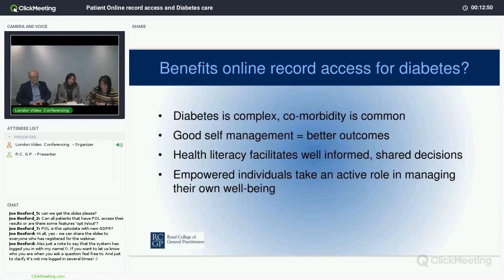If they're more well-informed, they're more likely to be able to take part in the discussions with their healthcare professional. And actually, the decisions made moving forward will be shared decisions. It really just empowers the individual to take a more active role in their health condition. And this can be related to all long-term conditions, not just diabetes, but for today's purpose, we're going to be concentrating on diabetes.